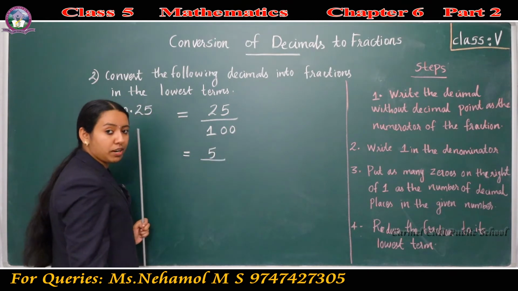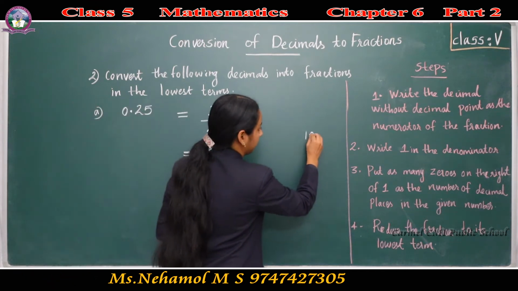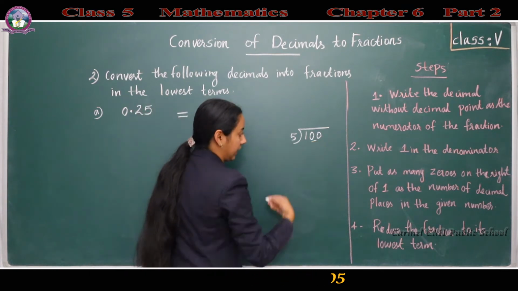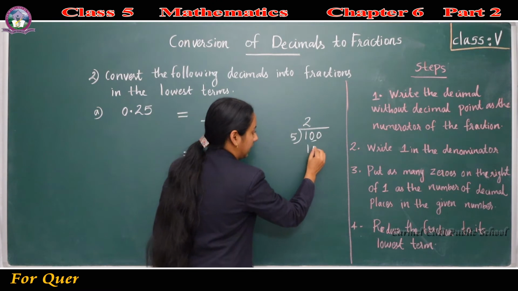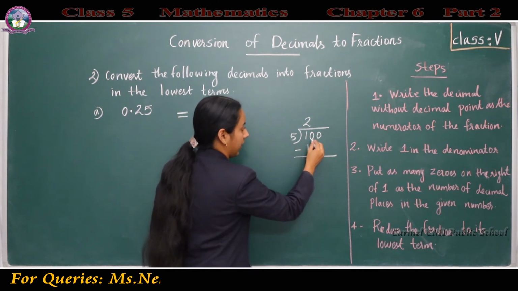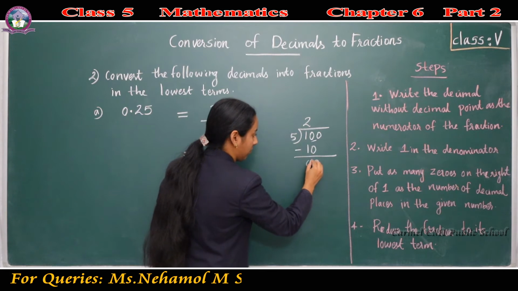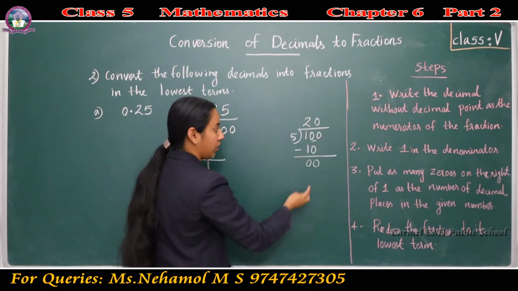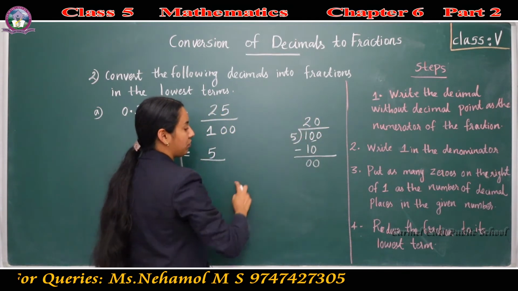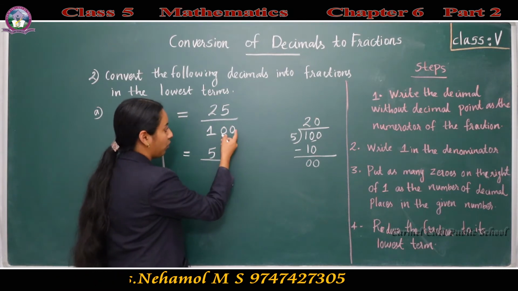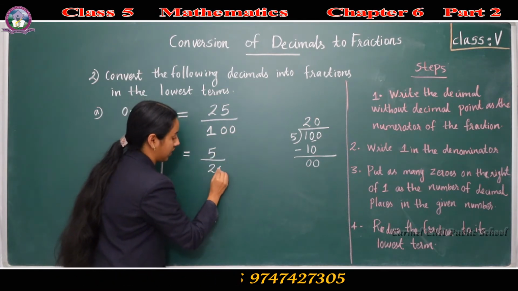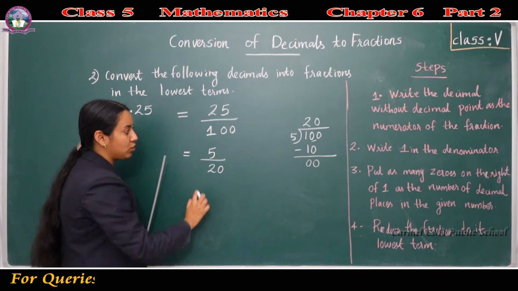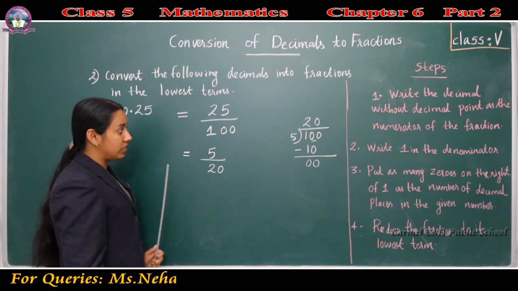Then what is 100 divided by 5? Take 10. Then 2 fives are 10. Subtracting, 0 minus 0 is 0, 1 minus 1 is also 0. One 0 is remaining, so put it here. So 20. 20 times 5 is 100. So 100 by 5 is 20. Then 5 by 20 is the lowest term.